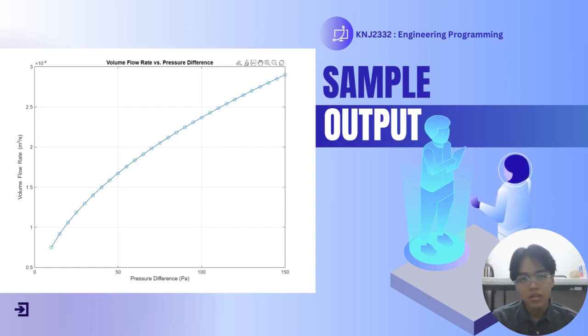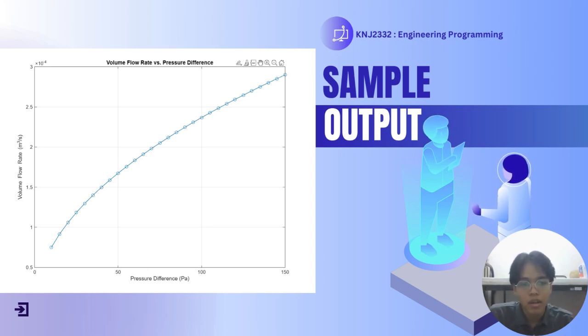The graph clearly shows a positive correlation between pressure difference and volume flow rate. As pressure difference rises, the driving force for the fluid to move through the pipe increases, resulting in a higher volume flow rate. This is essential for engineers to design systems that can handle varying pressure without compromising flow efficiency. The graph helps us predict how much fluid will flow through the pipe for a given pressure difference, which is critical for applications such as pipeline design, fluid transport systems, and hydraulic systems.